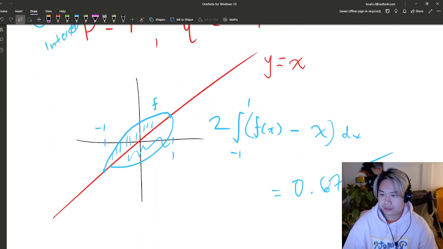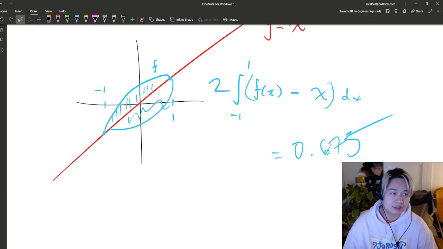So yeah, like I said, find the area between the function f and the axis of symmetry, y equals x. So the area between them means you subtract the two functions, from negative 1 to 1, double it for the other side.